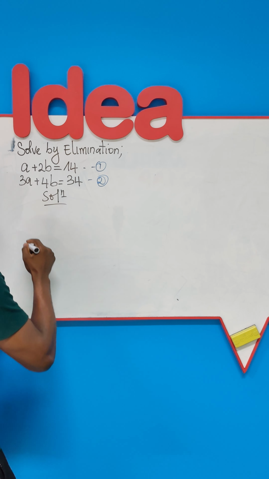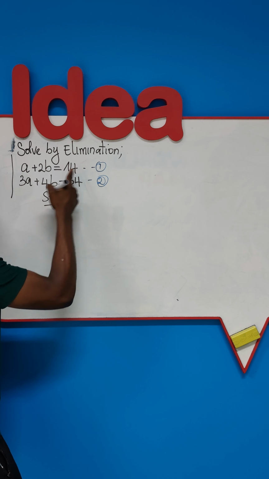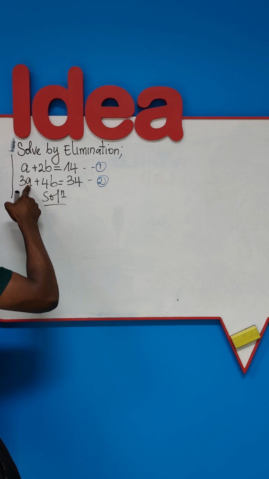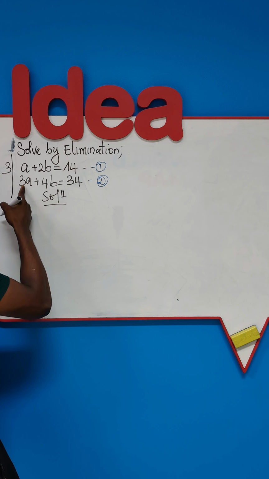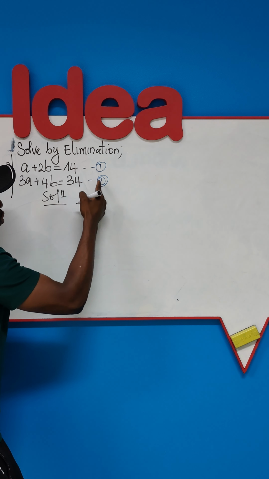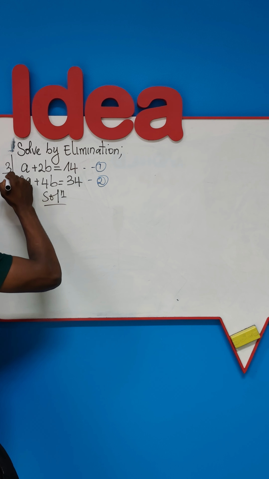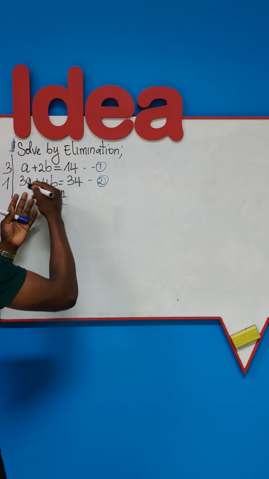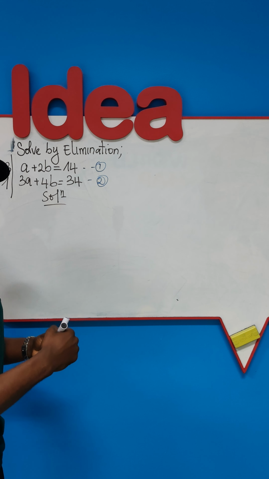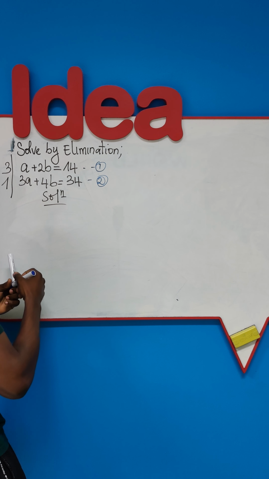So what I'm going to do is multiply all of equation 1 by the coefficient of a in equation 2. So I will write here 3, because the coefficient of a here is 3. Now multiply all of equation 2 by the coefficient of a in the first equation, which is 1, okay? So what I've done here is interchange the coefficients of the variable of interest, which in this case is a.